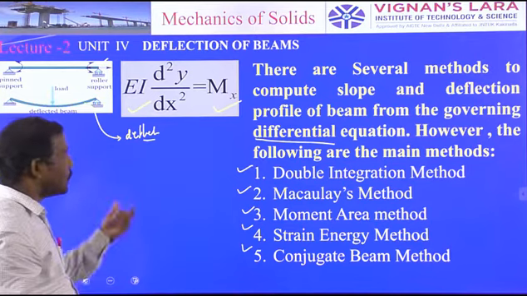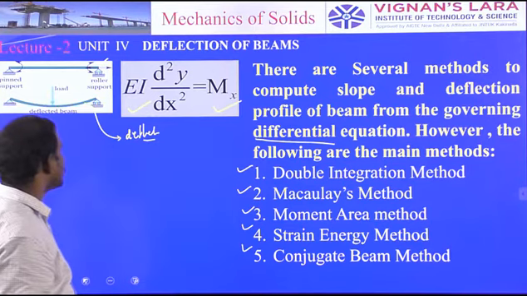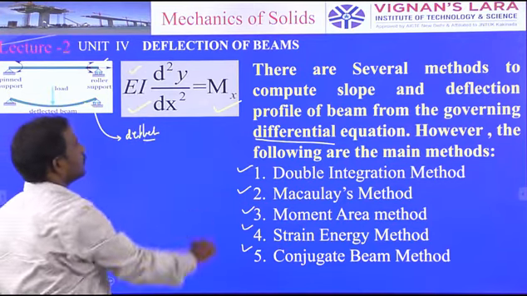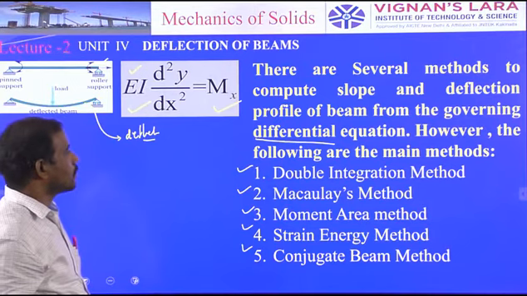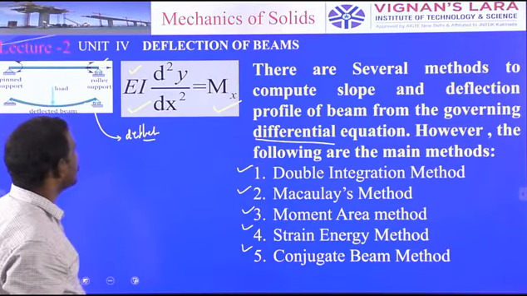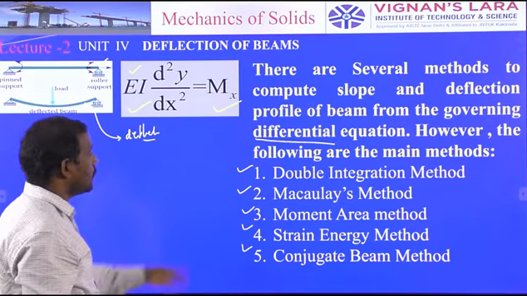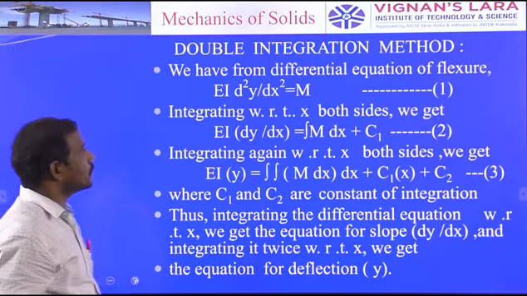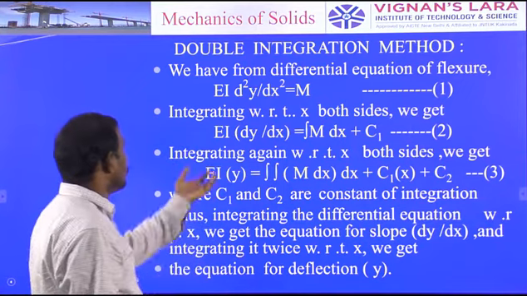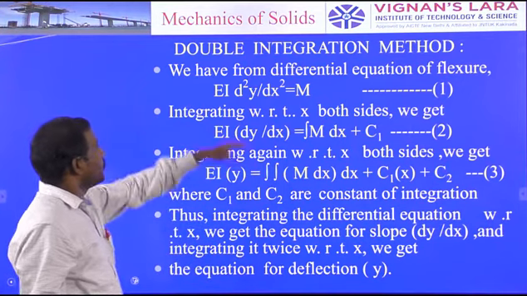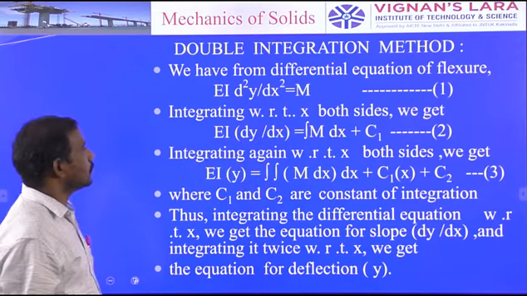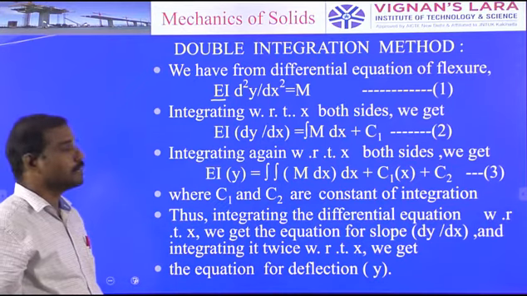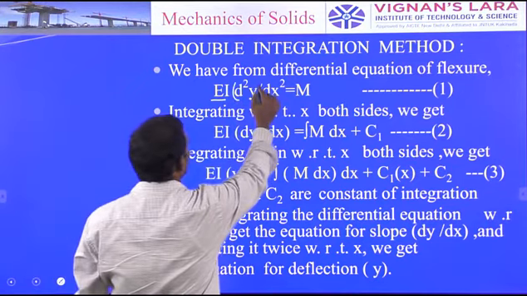In it, let us consider a small portion PQ. From that we made the relation, and finally we obtained the governing differential equation. From this equation we can find the slope and deflection by using the following methods. Before going to the double integration method, we must know something. From the differential equation, there is the flexural rigidity EI. We know the E value, and you can find the I value from the geometry if it is not given.